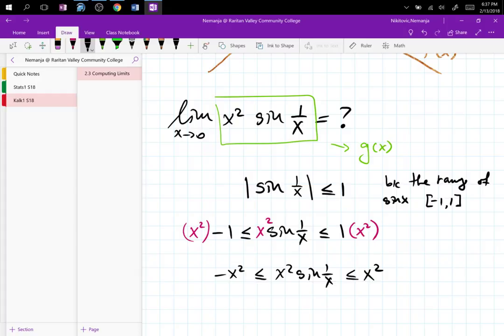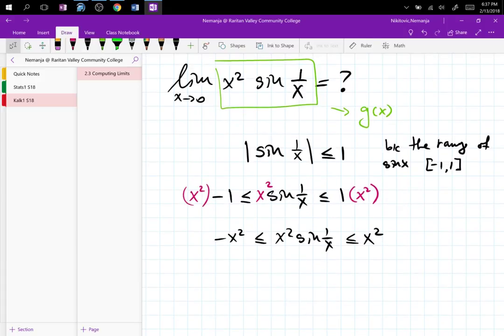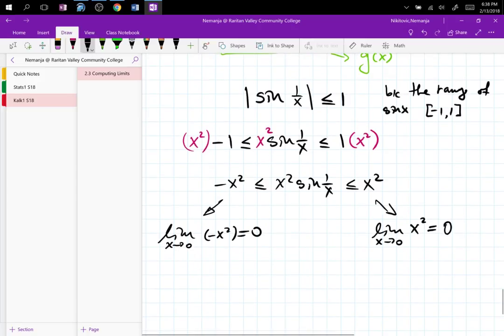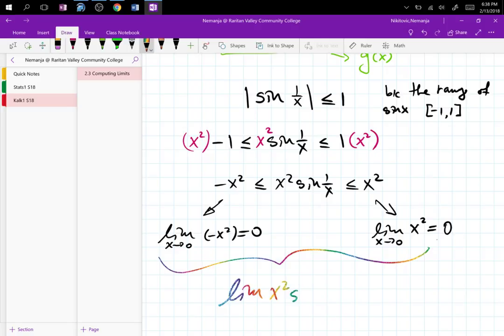So when you go back to this graph now, the squeeze theorem says that, hey, I can deal with this and I can deal with this. I know what the limit as x goes to 0 of negative x squared is. It's 0. And I also know what the limit as x goes to 0 of x squared is, which is also 0. And now, happy? By the squeeze theorem, the limit of whatever is trapped in between is also 0. So pretty.